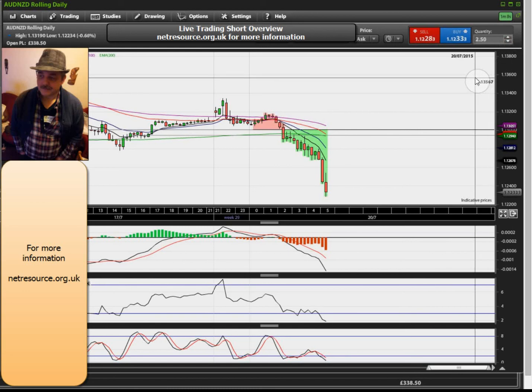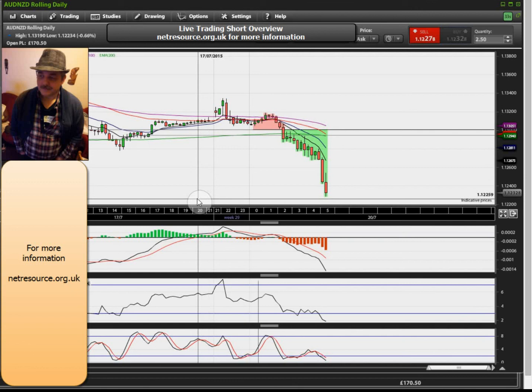So I'm going to take half of that off again on Aussie New Zealand, just to lock in some more profits and keep my stop loss, and I'm going to let that run. Then I banked over £700 this morning, before 7 AM actually. Quite often I'll go to work around about 6:30ish, but not today.